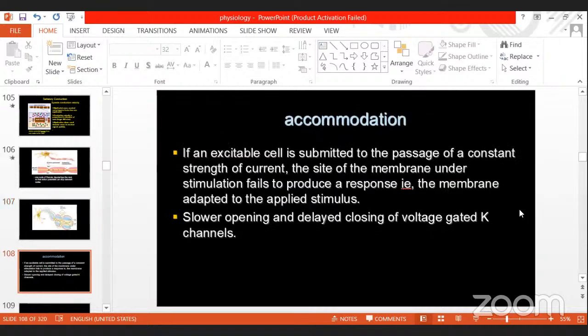And accommodation means that if an excitable cell is subjected to the passage of a constant strength of current, the site of membrane under the stimulation fails to produce a response because it is adapted. We are giving the same strength of current, because of the slower opening and delayed closure of the voltage gated potassium channel. So accommodation is happening because of the characteristic feature of the potassium channel.